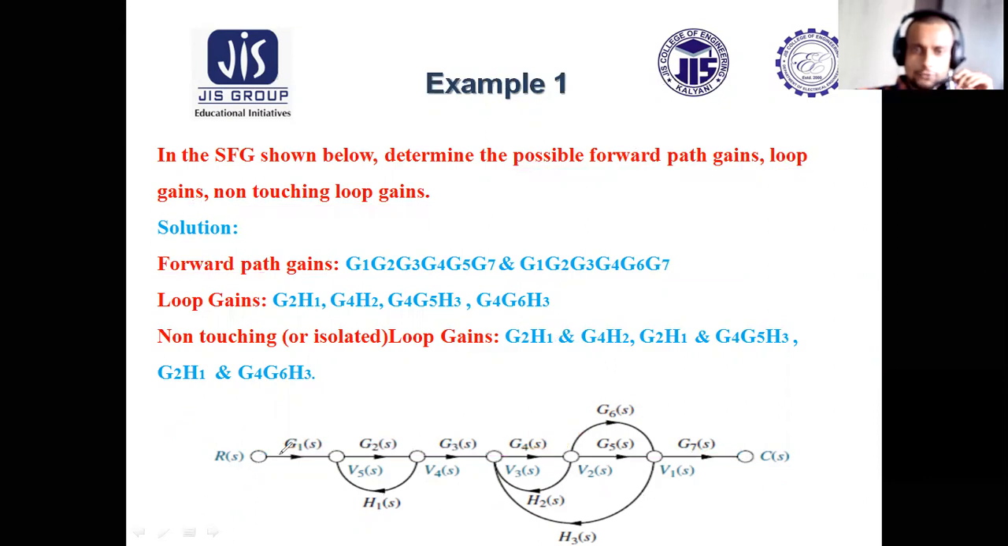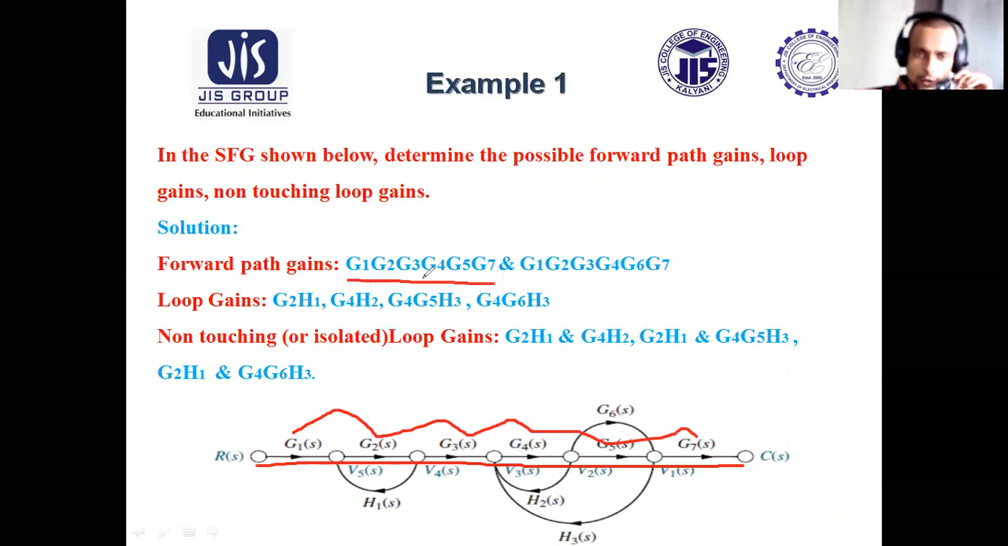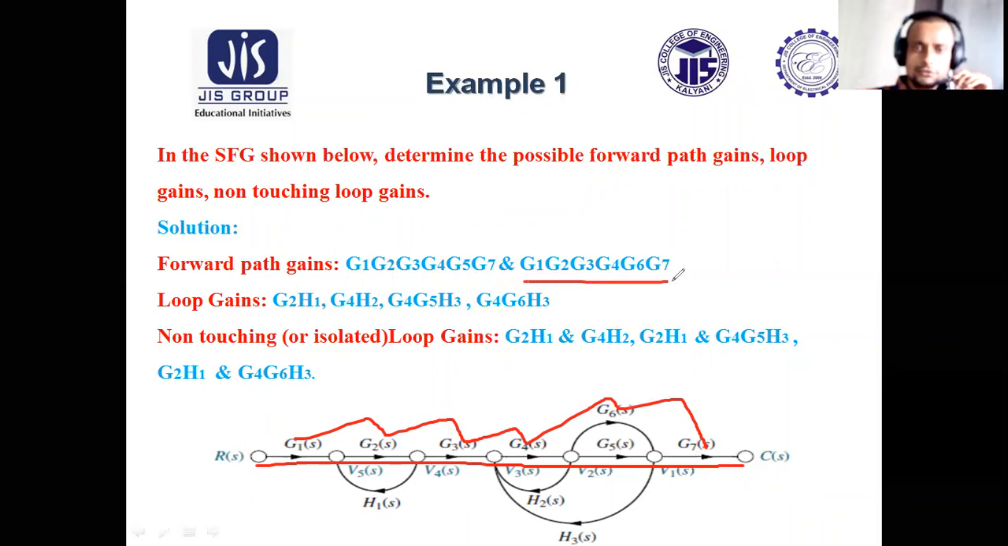So for the first forward path, the straight forward path, what is the gain? G1, G2, G3, G4, G5, G7. This is one forward path gain. What is the other forward path gain? G1, G2, G3, G4, G6, G7. So this is another forward path, which has this forward path gain.